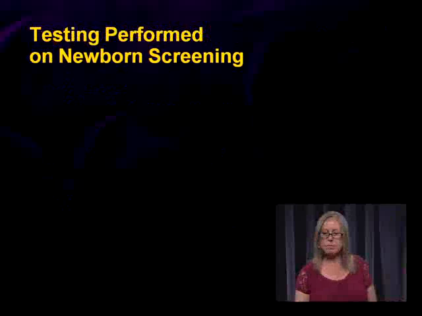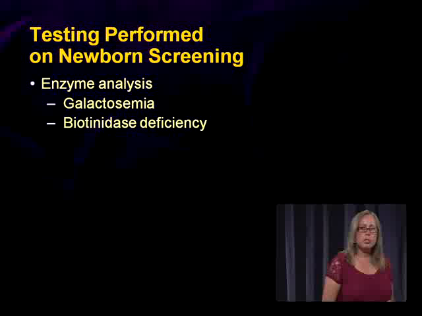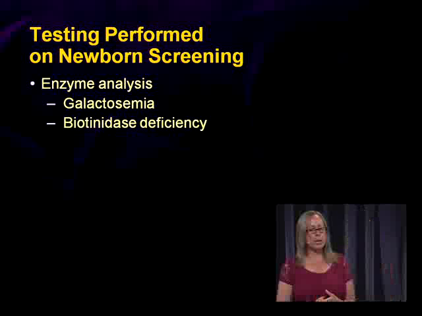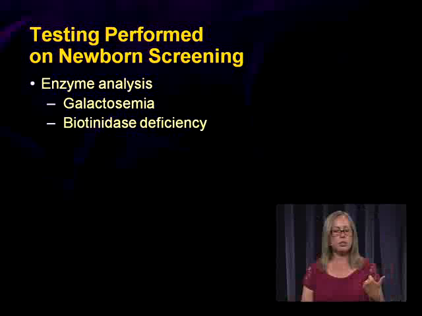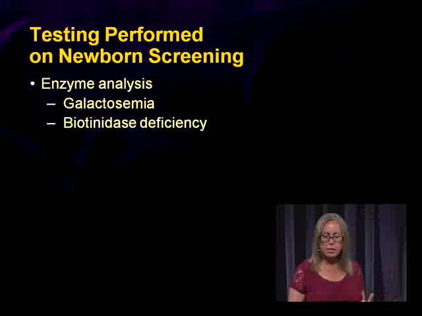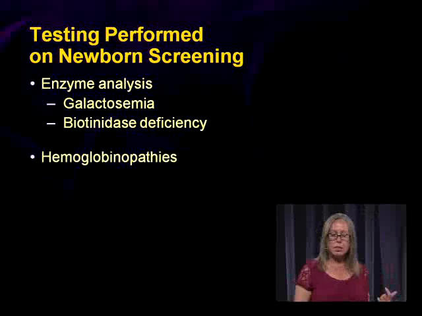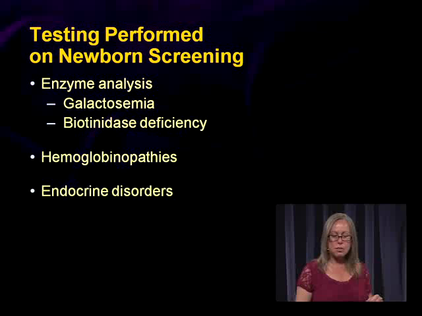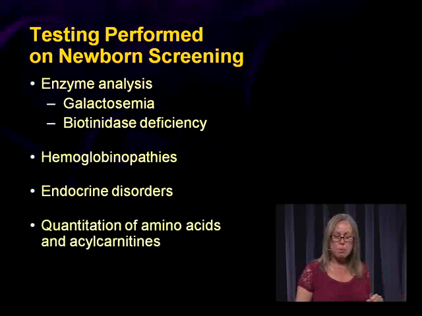So the types of tests that we do on newborn screening include enzyme analysis, and those are primarily for galactosemia and biotinidase deficiency. Hemoglobinopathies are tested for with protein analysis. You can also see endocrine problems on there like CAH and hypothyroidism. And then we quantify amino acids and acylcarnitines for our inborn errors of metabolism. Many states are now testing also for cystic fibrosis.